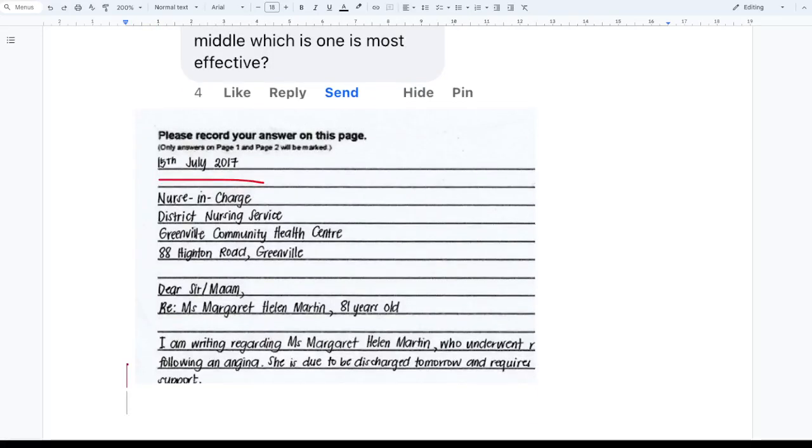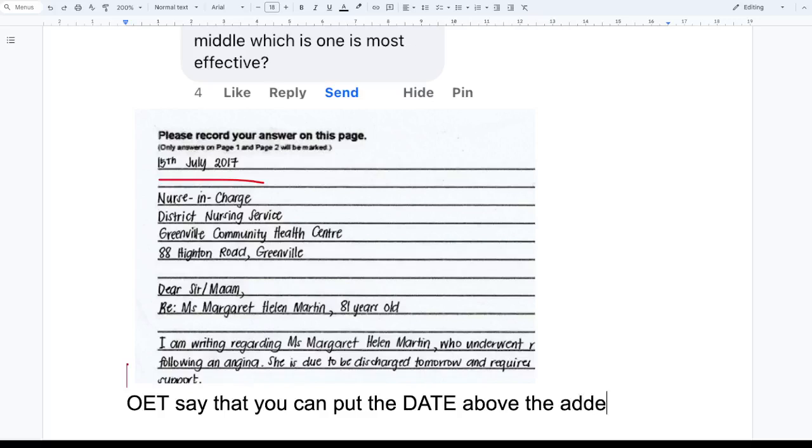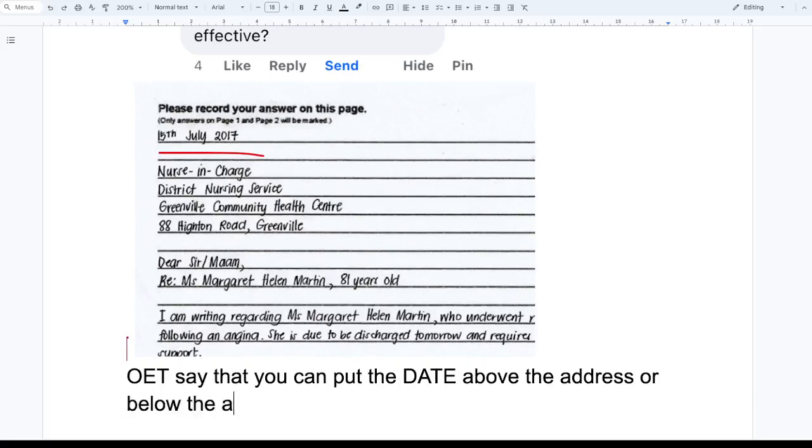So in this example, you can see it is above, okay? But look, OET say that you can put the date above the address or below the address. Okay, I hope that makes sense, Shani. So here it can be above, but it can also be below the address. Okay, great question from Shani.